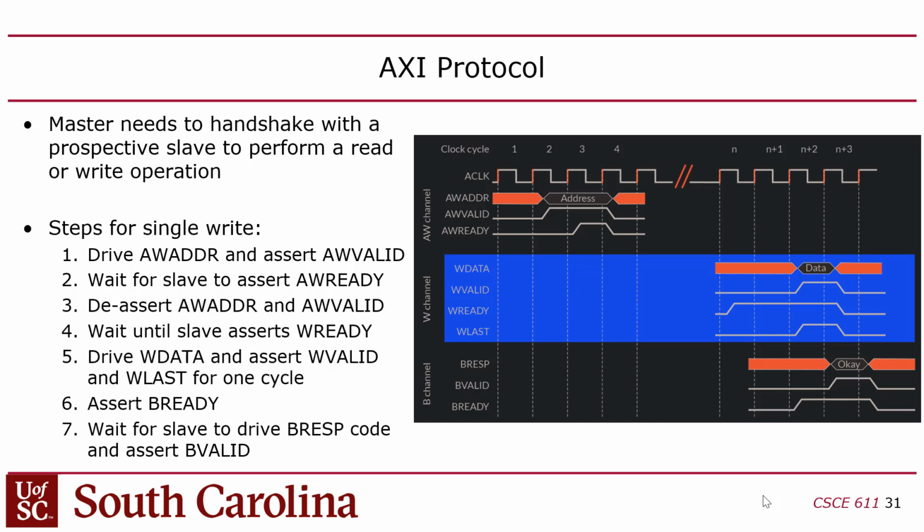So then I have to go to the B channel, which is the response channel. I don't know why they call it B. I have to assert B ready, and then the slave will come back with a valid and a response code to say OK. Right? So it's complicated, right? So the idea is I have three different channels just for this one transaction, and all three have this dance that you have to go through, right?